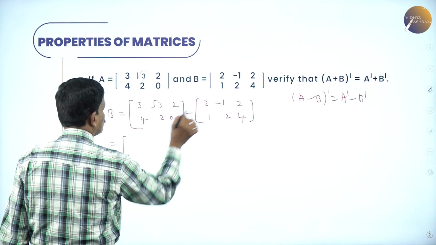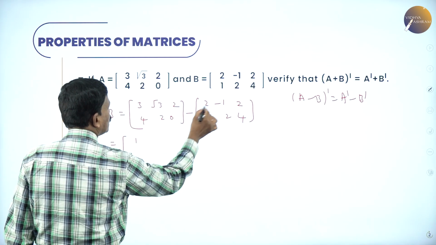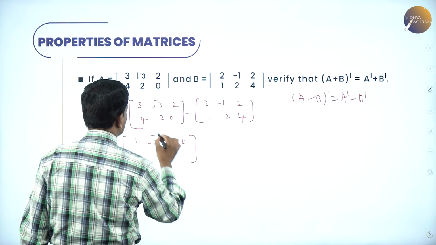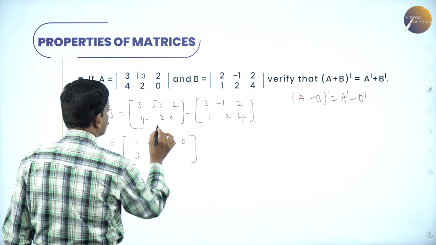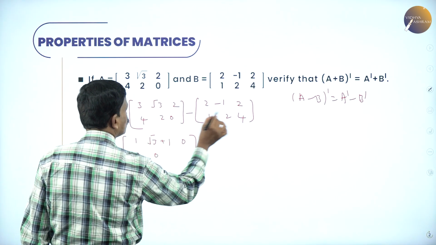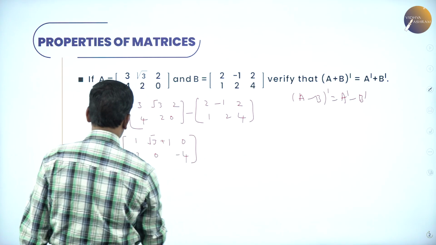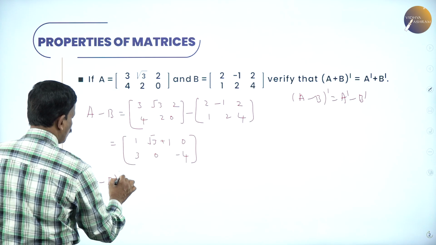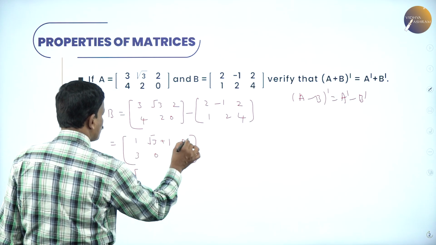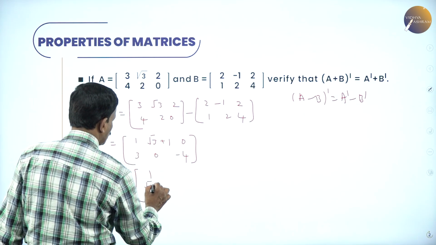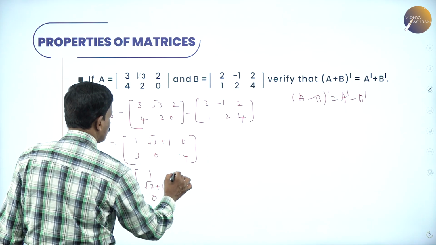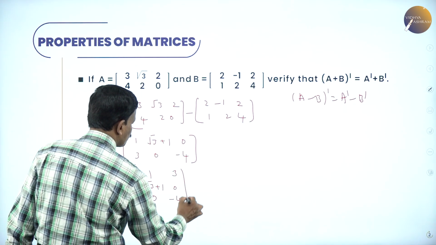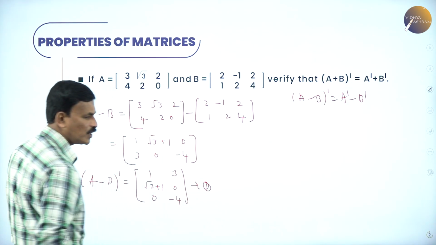So this is equal to 3 minus 2 is 1, minus into minus plus, root 3 plus 1, 2 minus 2 is equal to 0, 4 minus 1 is equal to 3, 2 minus 2 is equal to 0, 0 minus 4 is equal to minus 4. Now transpose this, (A minus B) whole dash: first row becomes first column, 1, root 3 plus 1, 0, second row becomes second column, 3, 0 and minus 4. Let us represent this as equation number 1.